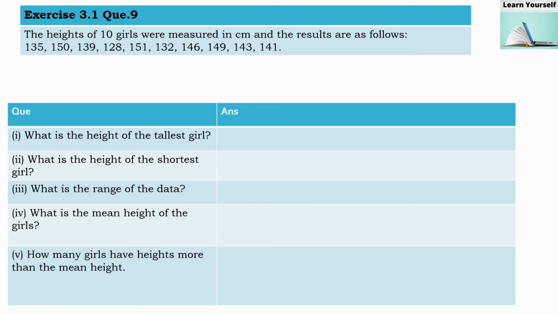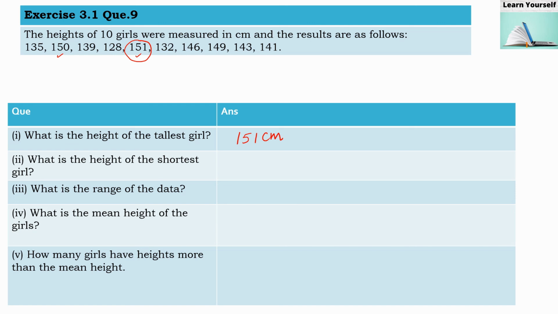Let us concentrate on the tens position because all the data is starting from 100. Here it is 3, 5, 5 again. So I am marking 5 at the tens position. These two observations have 5 at the tens position, and within these two, 151 is the highest observation. So the tallest girl has a height of 151 centimeters.